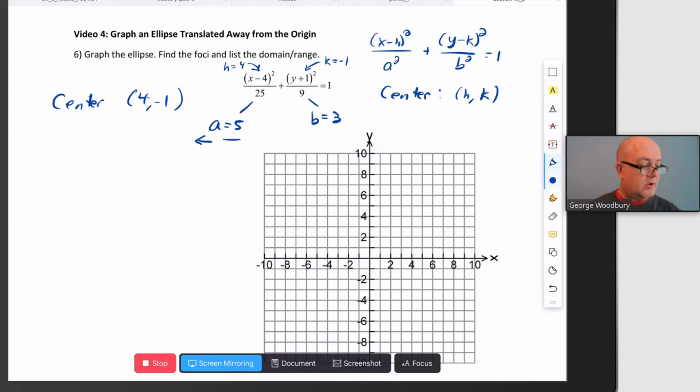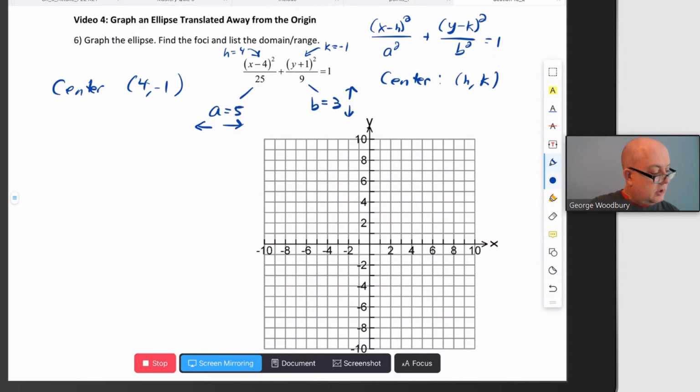So again, that's telling us how far left and right and how far up and down to move from that center. So the center is 4, negative 1. a is 5, so I'm going to move 5 to the right and 5 to the left from that point. b is 3, so I'm going to move up 3 and down 3. So graphing these basically turns into a counting exercise, right? Can you count 3 units up and down? Draw the oval that goes through those 4 points. There you have it.